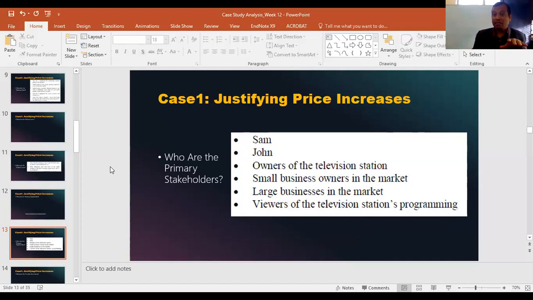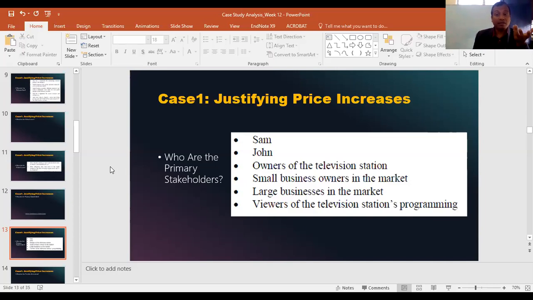So Sam is a stakeholder, yeah. John is another stakeholder. They are known as the internal stakeholders. The owners of the television station, I mean the founder of the television station, the firm itself is a stakeholder. Then customers, like a small business owner in the market. They are the customer clients, but they are stakeholders.